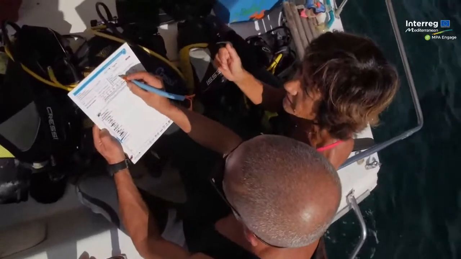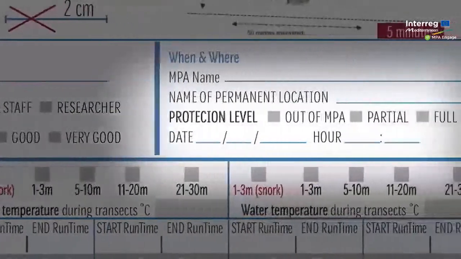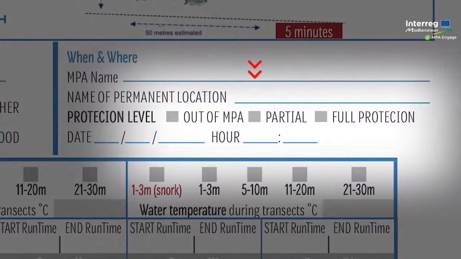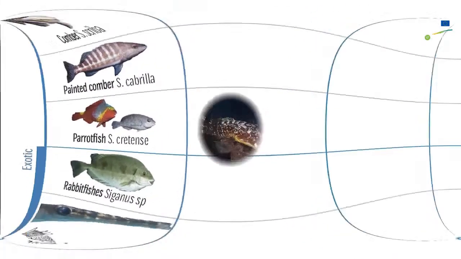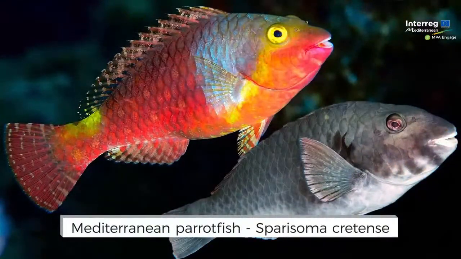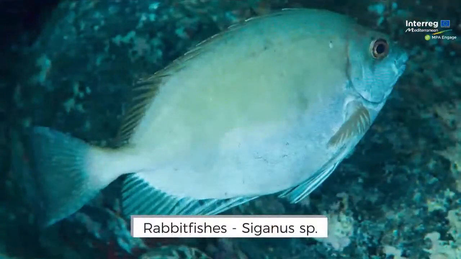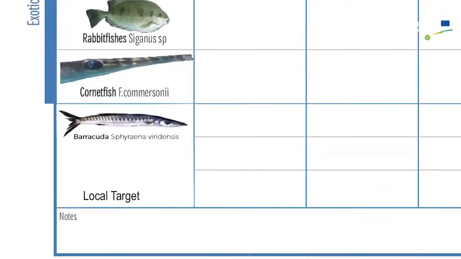Before the dive, we will honestly assess our ability to recognize the target species: average, good, very good. We will also indicate the protection level of our dive site: outside the marine protected area, partial or integral. Nine target species will be counted: dusky grouper, Mediterranean rainbow wrasse, ornate wrasse, Mediterranean parrotfish, painted comber, comber, salema, rabbit fishes, blue-spotted cornetfish. We might consider also that marine protected areas have the possibility to include other species which can be identified on the basis of local needs of research and monitoring, for a maximum of 4. For example, we can add another species, the Mediterranean barracuda.